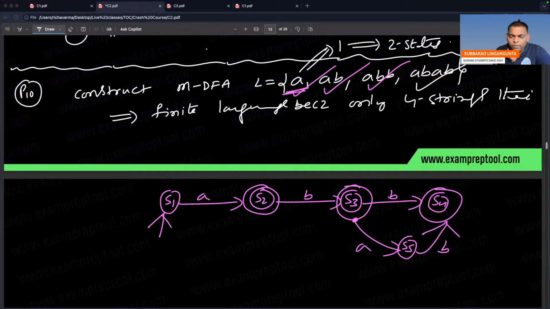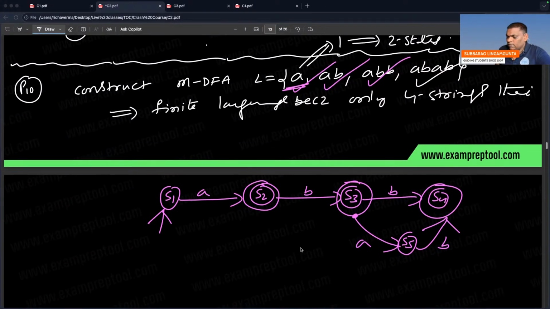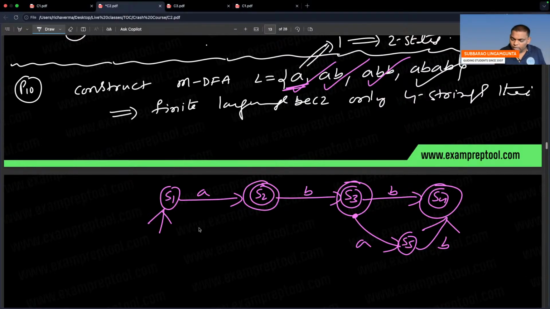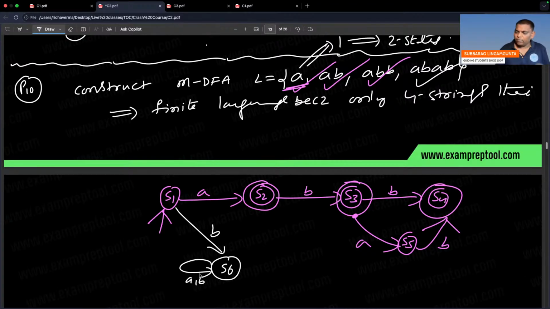Fine. Now, because of the finite language, if you observe clearly, no string is starting with B. So because of DFA, if any string starts with B, go to dead state, maybe S6. Dead state behavior, it will go to itself.